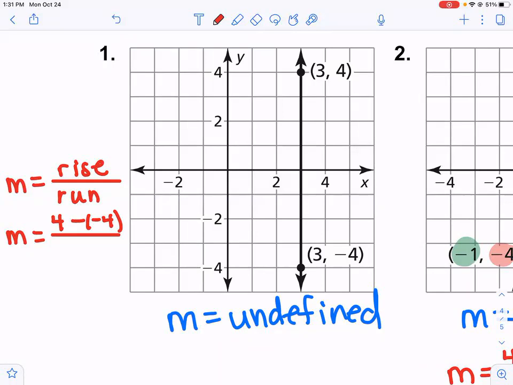And then my run are my x's, right? Yes. Sophia, since I wrote 4 minus -4, what order do I need to go in for my x's? Which coordinate do I need to pick first, the top or the bottom one? The top. Since the +4 came from the top, I need to choose this 3 minus this x coordinate. So we get 8 in the numerator, right?